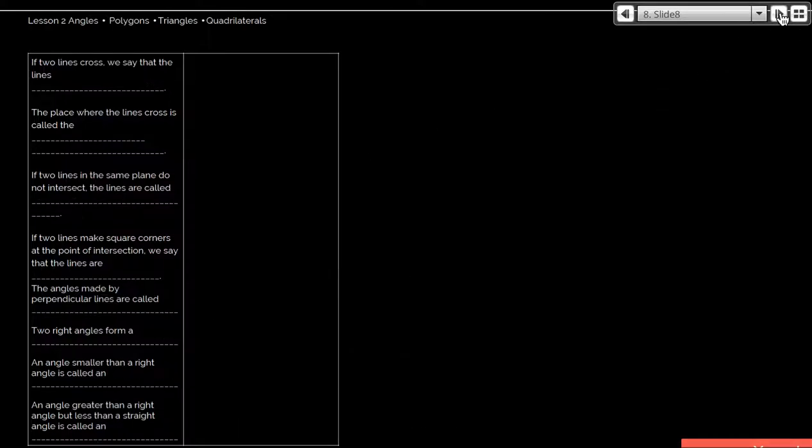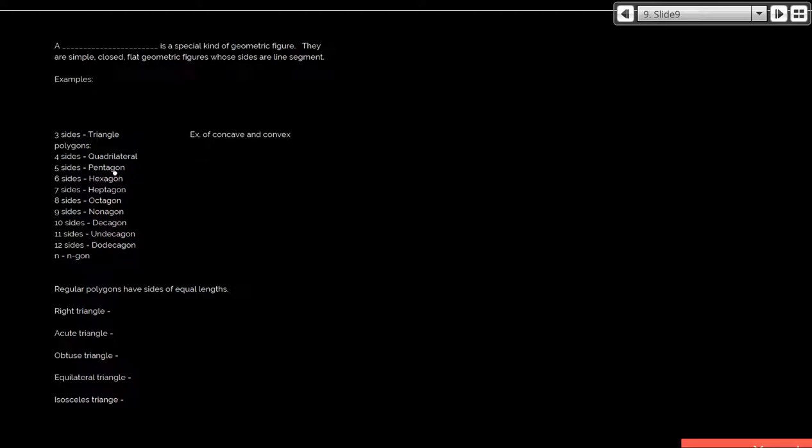Hold on, here we go. All right. A blank is a special kind of geometric figure. They are simple, closed, flat geometric figures whose sides are line segments. It should be line segments. So it is called a polygon. A polygon is a special kind of geometric figure. So let me just show you an example of a polygon.